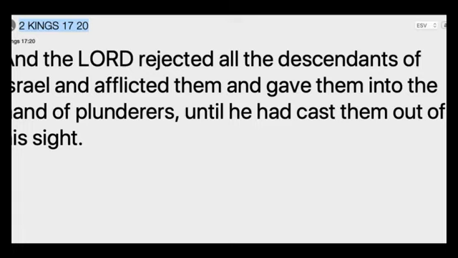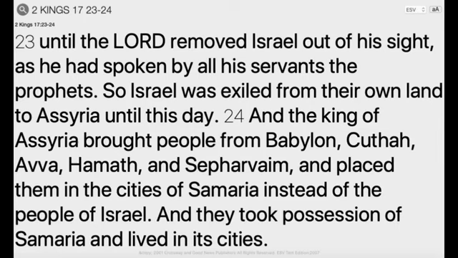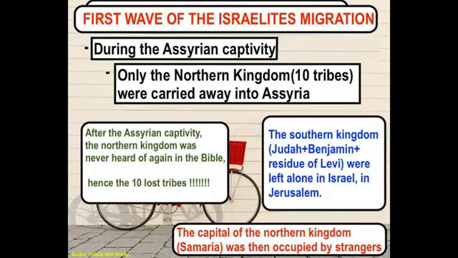And the Lord rejected all the descendants of Israel, and then afflicted them and gave them into the hand of the plunderers until he had cast them out of his sight. And basically, when they went into exile into the land of Assyria, nobody was left in Samaria. So they placed other people in the land. Other people occupied the land of Samaria instead of the Israelite.